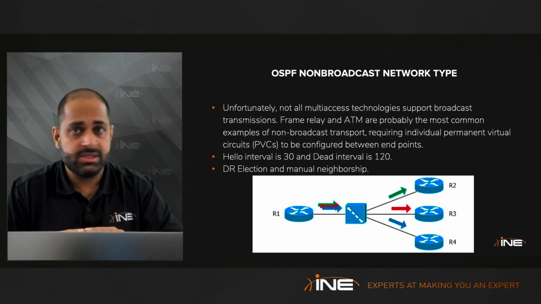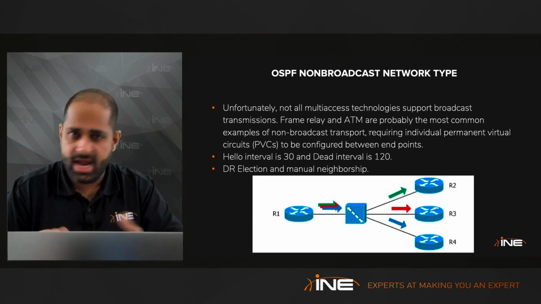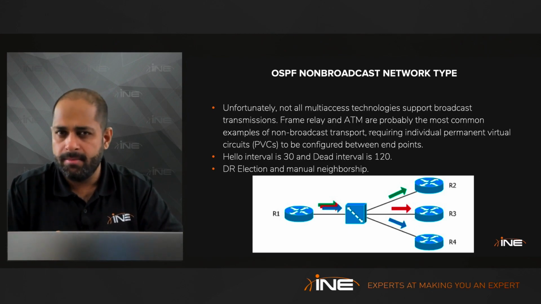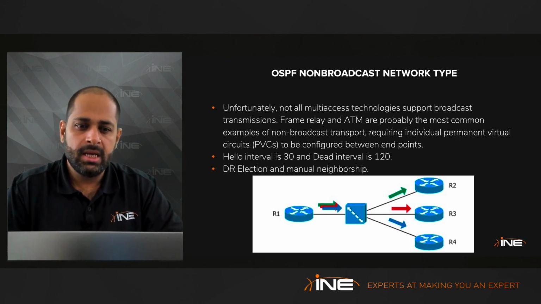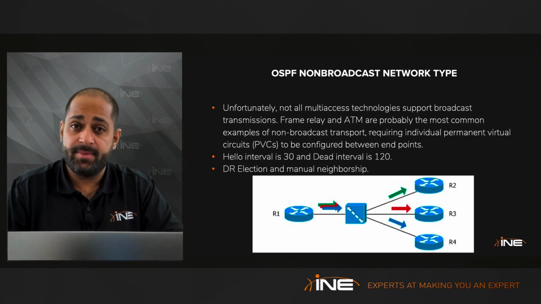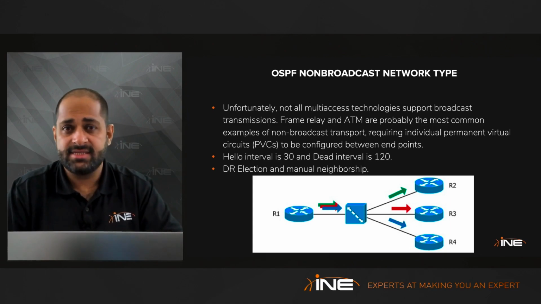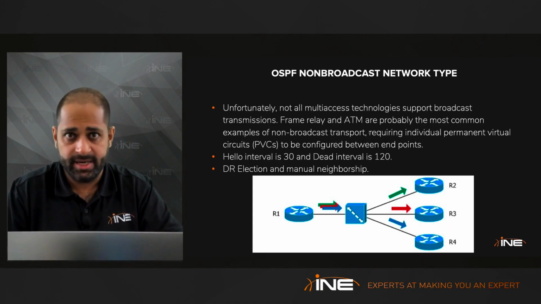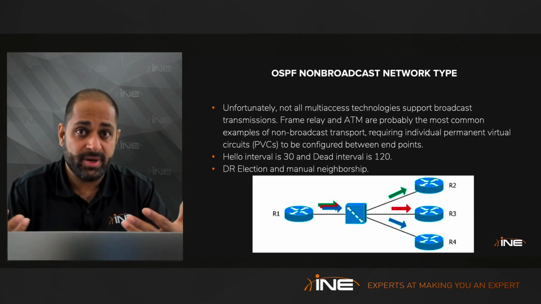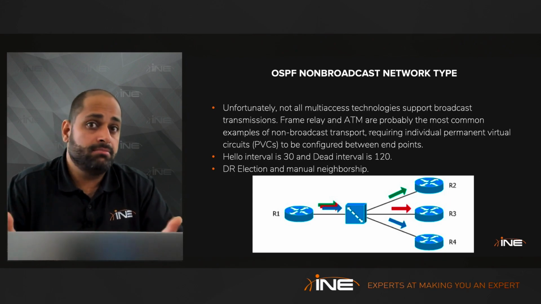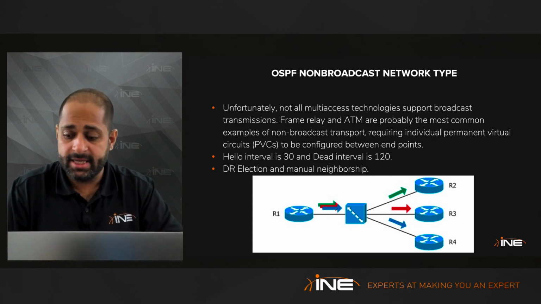However, the neighborship is not automatic. You have to manually give the neighbor statement on any of the routers. Typically on the hub, you should give the neighbor statement. Once you give the neighbor statement, the hello packets are sent as a unicast, not as a multicast. So your OSPF adjacency would happen as a unicast and not as a multicast.